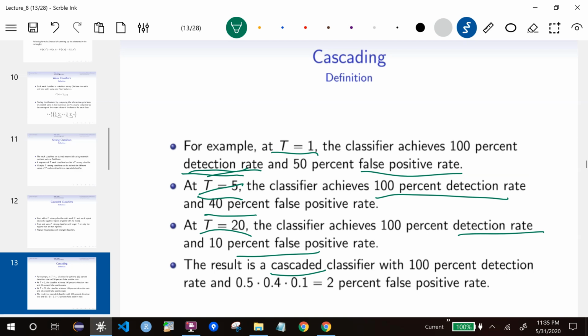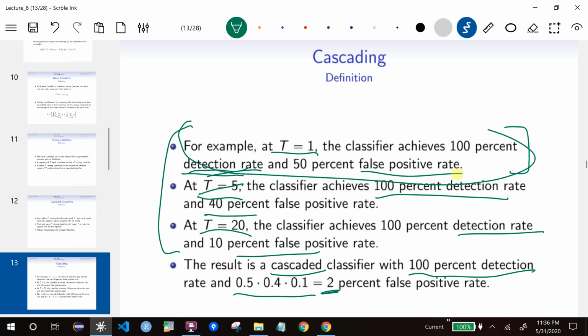When we cascade them, when we combine them in this sequential way, then the detection rate will still be 100% because every step is 100%, but the false positive rate is multiplicative. So suppose we actually have these, then we have a 2% false positive rate at the end. So it's very small with only a few classifiers, and it will be very fast because only a few non-faces will get through the first pass, right?